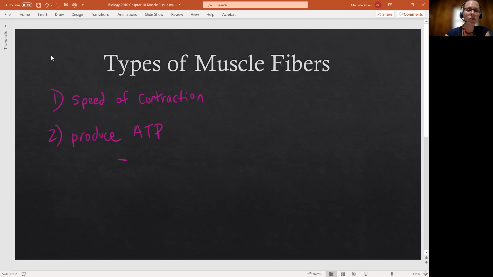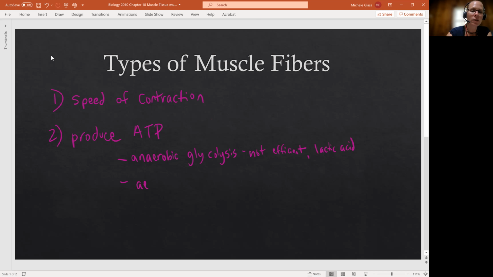And remember, we had the choices of anaerobic glycolysis. This is not super efficient. Not efficient. It produces that lactic acid, which can lead to muscle fatigue.